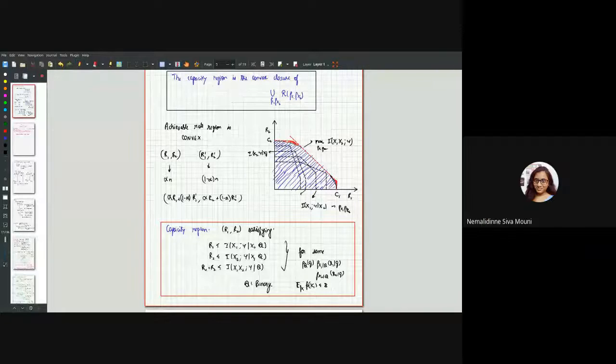Sorry to interrupt, sir. The screen is not in sharing mode. Okay. Thanks for pointing that out. Is it visible now? Yes, sir.